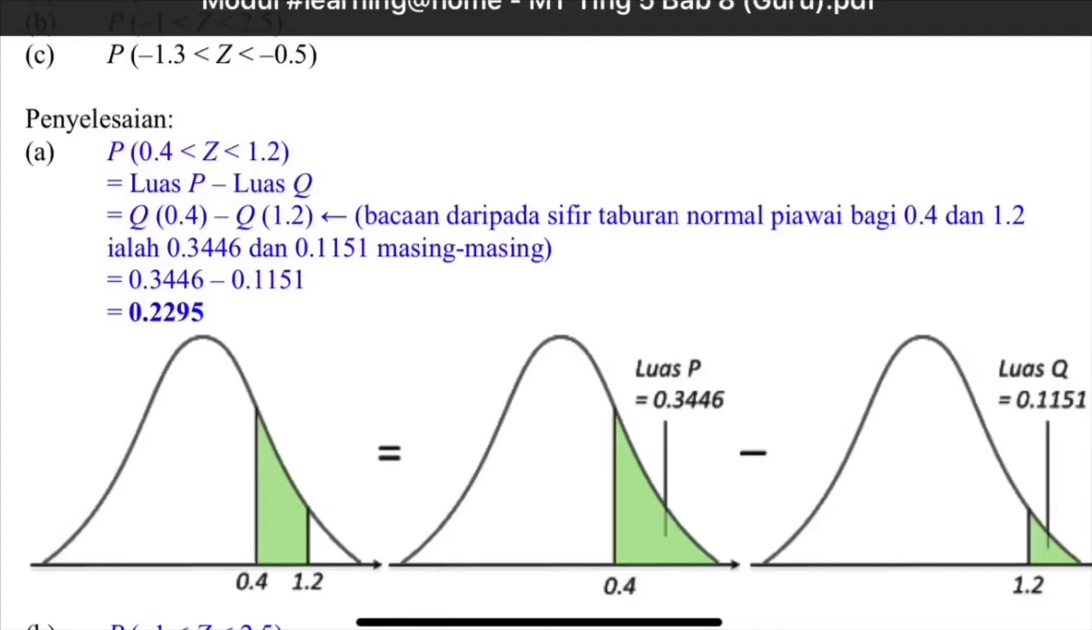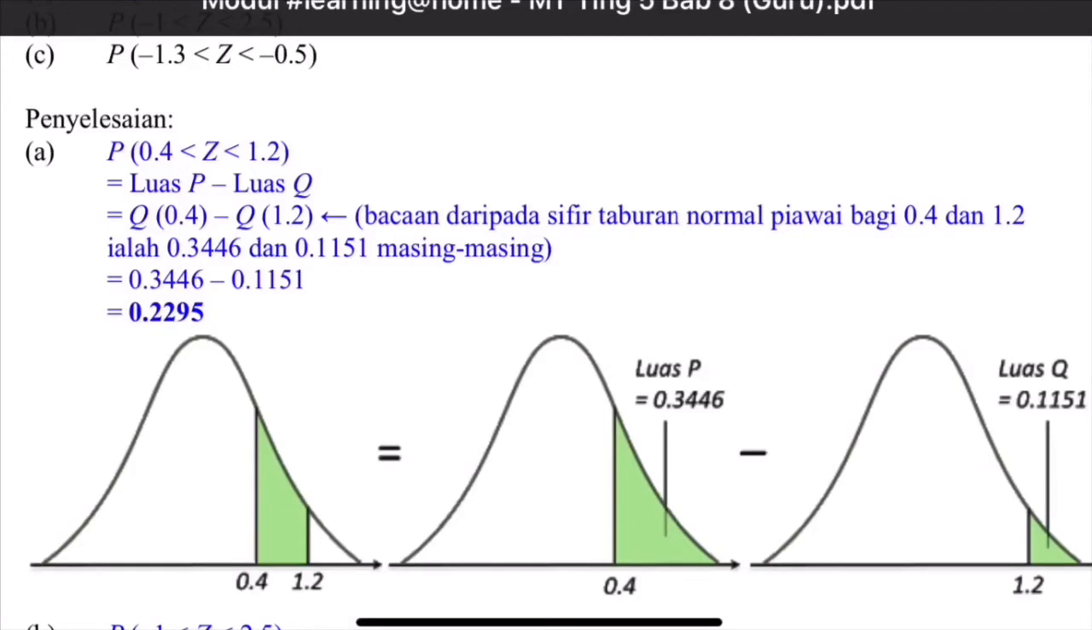So if you sketch a bell, you notice that you just imagine you cut out the 1.2 from the 0.4, and you get the balance from 0.4 to 1.2. That is the meaning of why you need to minus: you cut out the balance. So the answer for the probability for z-score from 0.4 to 1.2, in between, is 0.2295.